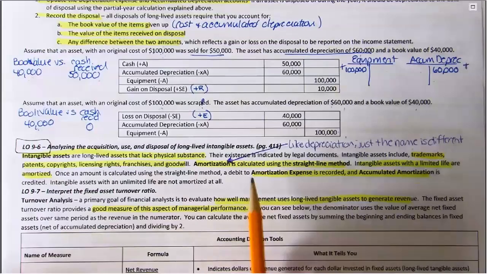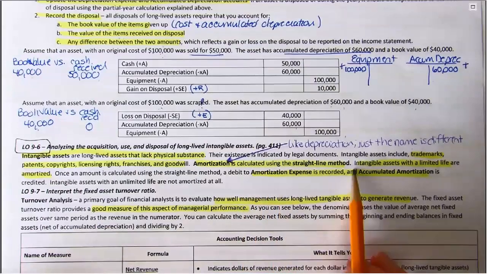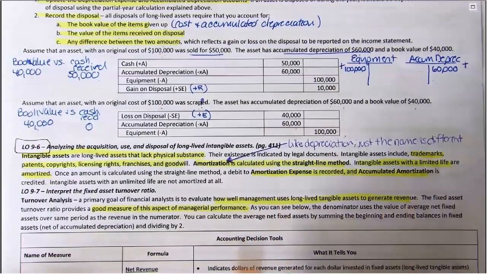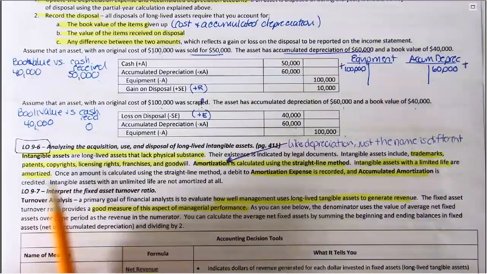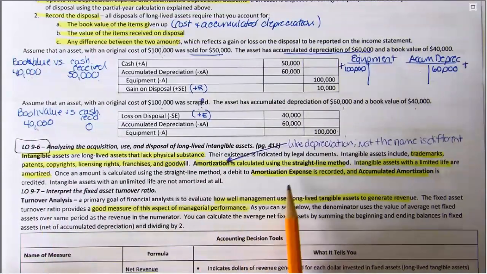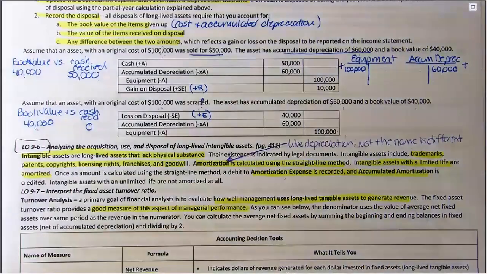So amortization is calculated using the straight line method. Intangible assets with a limited life are amortized using the straight line method, and we call it amortization expense and accumulated amortization. That's the account that's credited.